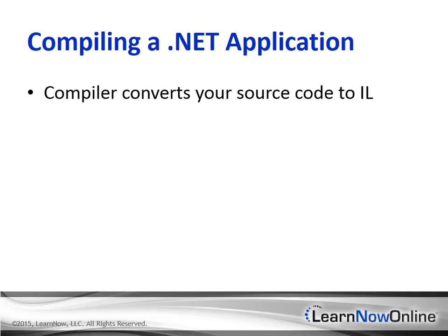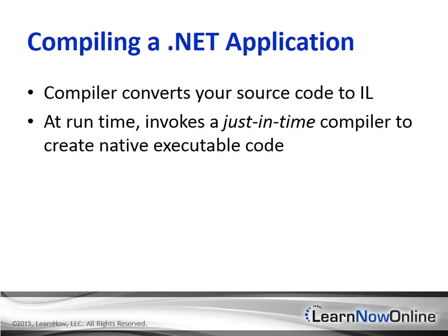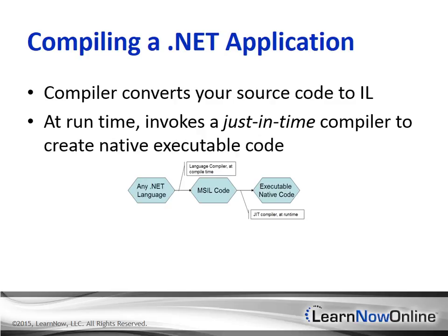So when you compile a .NET application, the compiler converts your source code to IL code. When you want to execute your IL compiled code, the CLR invokes a just-in-time or JIT compiler that compiles the IL code into native executable code designed for the specific runtime machine and operating system, and this graphic illustrates that. So any .NET language has a language compiler. It's compiled into Microsoft IL code, and then the JIT compiler, when you execute the application, executes and turns it into native code, which then the processor on the machine can execute natively.